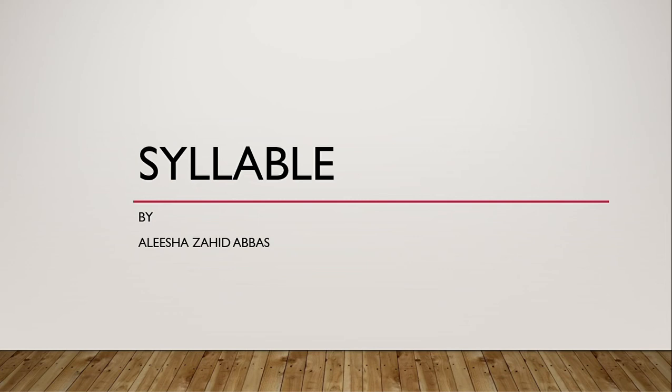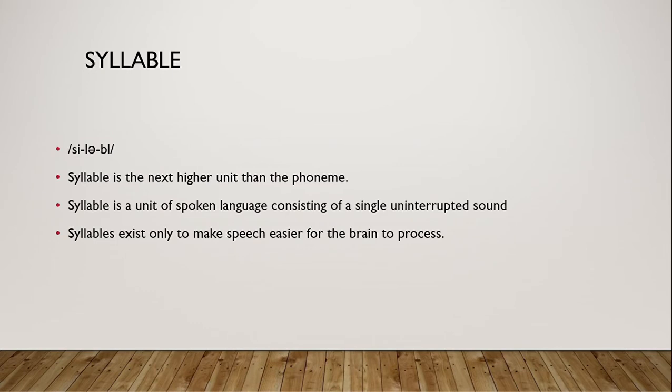In today's video, I'm going to discuss syllables. A syllable is actually a higher unit than a phoneme, and it is a single uninterrupted sound. When a mother or a teacher tries to teach a kid a word, they first try to make the kid learn the word in the form of phonemes, and then they move towards syllables. So they make chunks out of a word. Those chunks are actually syllables.